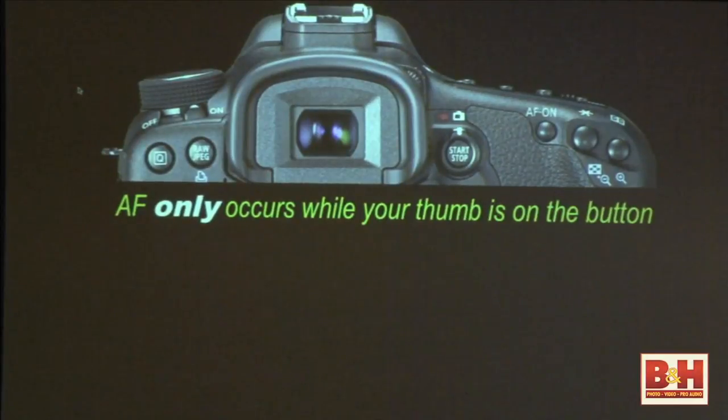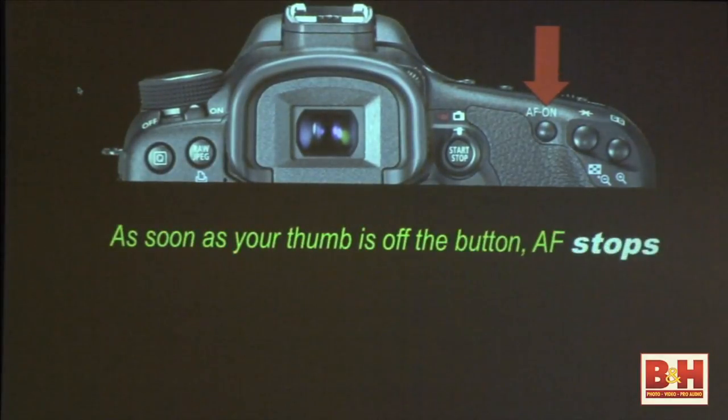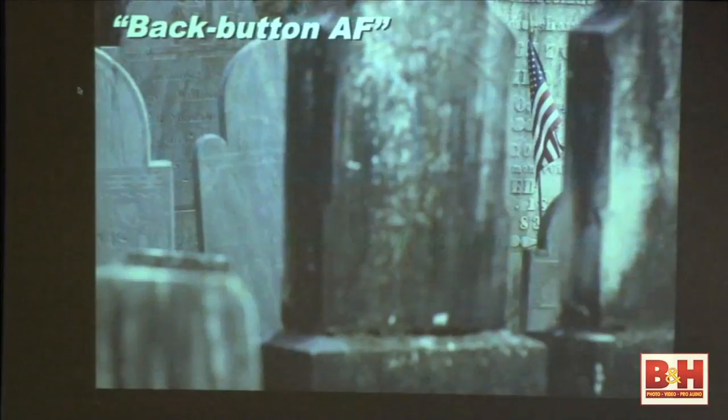A couple of things. Focusing will only occur when your thumb is on the appropriate button. If you've set back button autofocus on your camera, the camera will only be trying to focus when your thumb's on the button. As soon as you take your thumb off the button, it stops focusing, period. Now you could shoot one picture, you can shoot 1,000 pictures, and the focus isn't going to change until you press your thumb back on the button again.